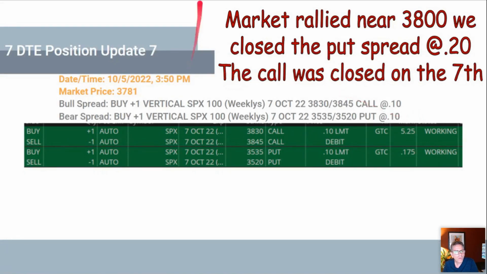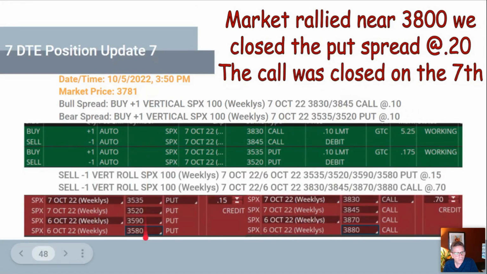So what happened basically is that we were able to close the positions after the roll that we did, and we were able to close the put spread and leave the call spread open until it rolled. It didn't roll down until the market went down again somewhat, and we were able to get out for a profit.